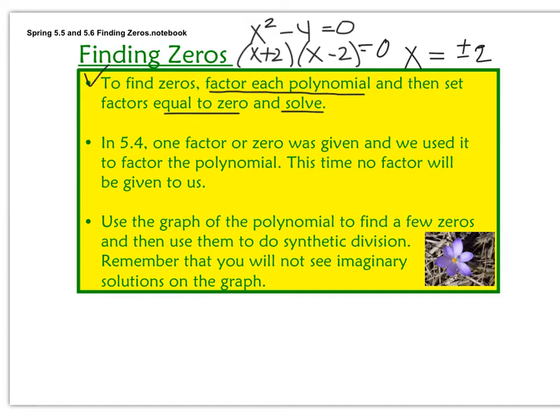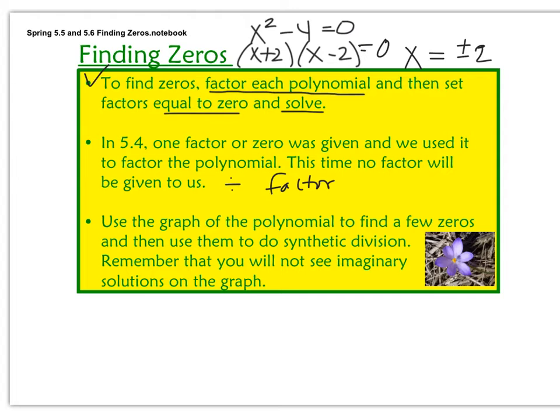In the last section, one factor was given to you, or the 0, right? And we can put it back as a factor, and we used it to factor it, right? We used division, and then we got it down to something then that would factor.